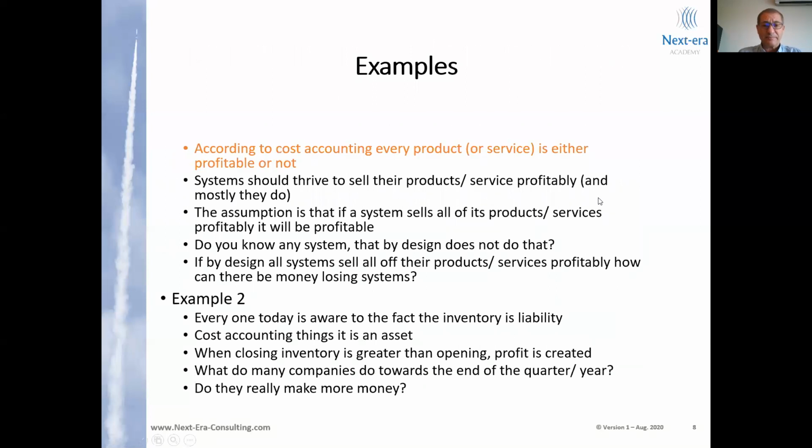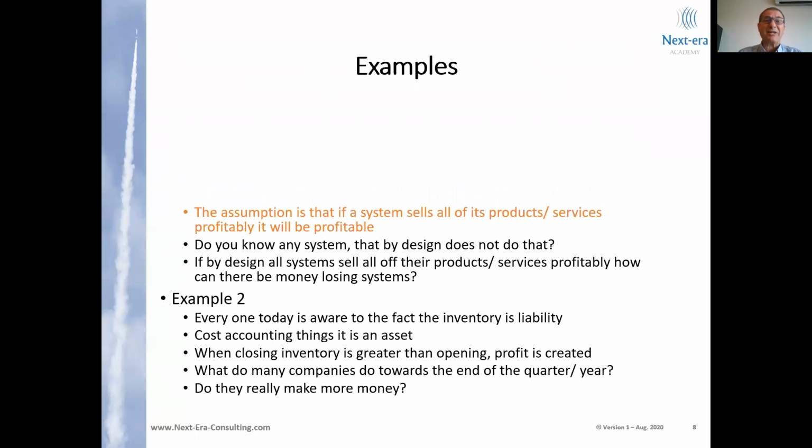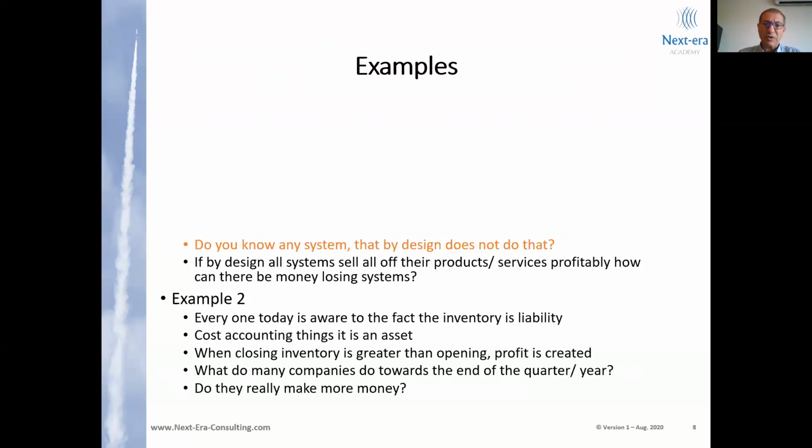Let's look at an example. According to cost accounting, every product or service is either profitable or not. By this logic, systems should strive to sell their products or services profitably. And, well, mostly companies do so, right? No one is selling by choice most of their products or services in a loss-making fee or price. Again, it may happen, but not as a conscious decision consistently for everything or most of the things. So by design, we do that.